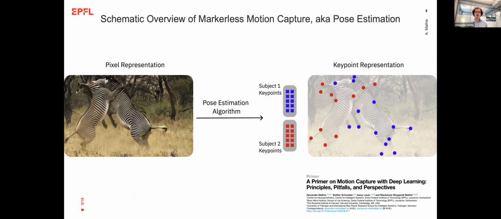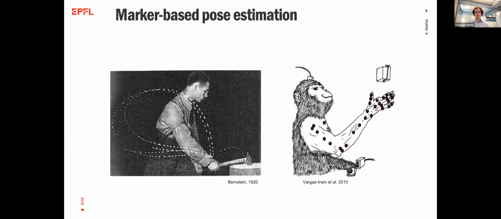The easiest way to do that computationally is to attach markers to body parts. To the left there's a very classic picture from Bernstein, where he attached light bulbs to workers, and then they took a single picture. Because the illumination was rather slow, you capture this whole trajectory of the worker, how they swing their arm, how they use the hammer.